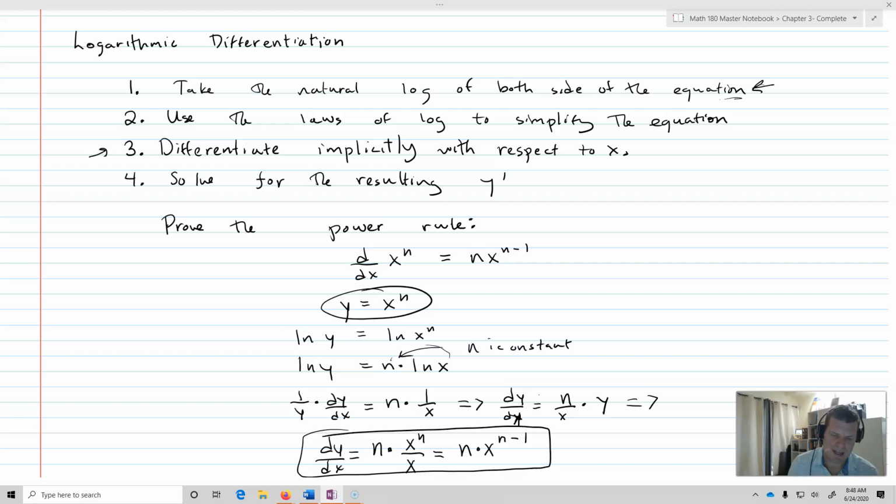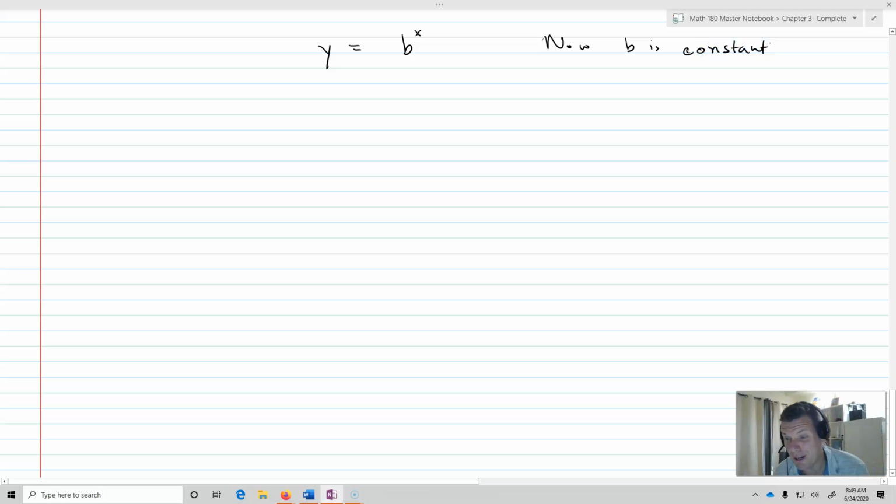Let's take a look at another example. Let's differentiate now. We'll let y equal b to the x. Now b is constant, so we already know what this is going to be. But I'm going to utilize logarithmic differentiation in order to do it.